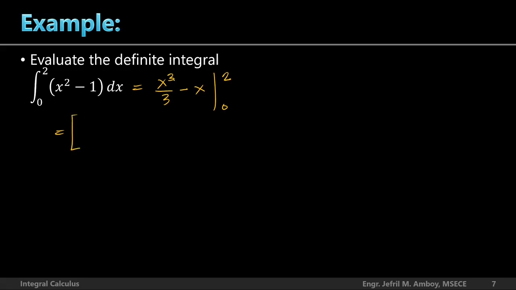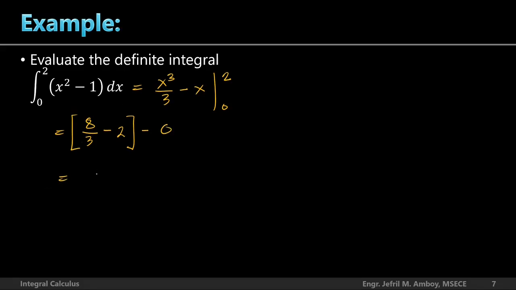So, 2 cube is equal to 8. So, makakaroon ako dito ng 8 over 3 minus x na gagawin kong 2. Minus, ang lower limit ko ay 0. So, itong dalawang to, pag pinalitan ko ng 0, ang sagot 0 lang din. So, makukuha na natin ngayon yung sagot sa definite integral.